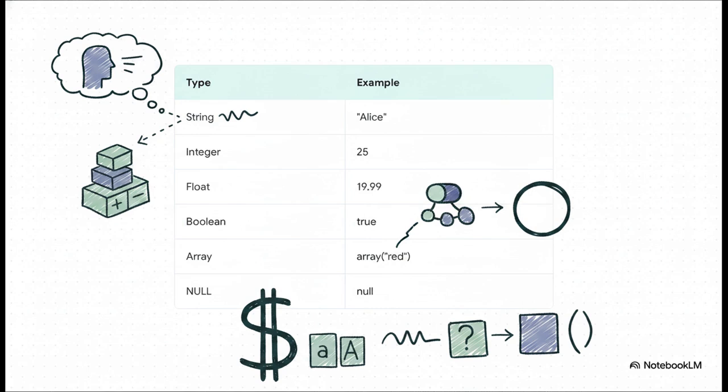Notice how we label these boxes? Variables always start with a $ sign. A totally crucial point here is that variable names in PHP are completely case-sensitive, meaning a lowercase name variable is an entirely different box from an uppercase name variable. Function names, however, are not case-sensitive.